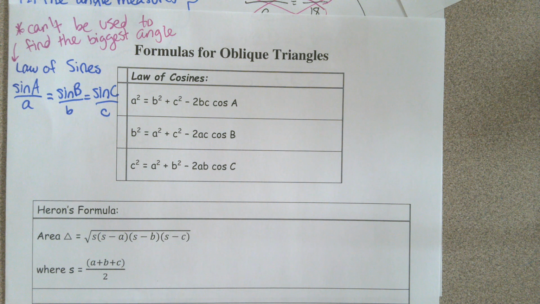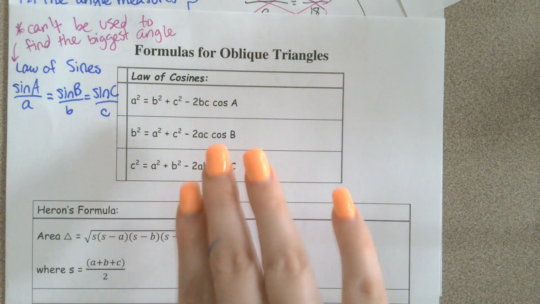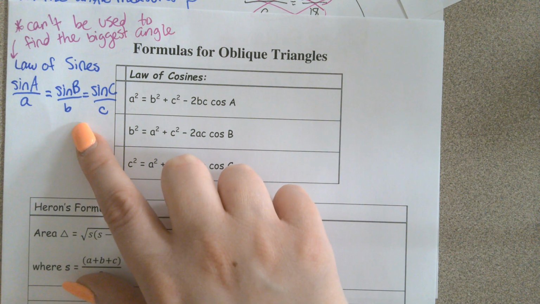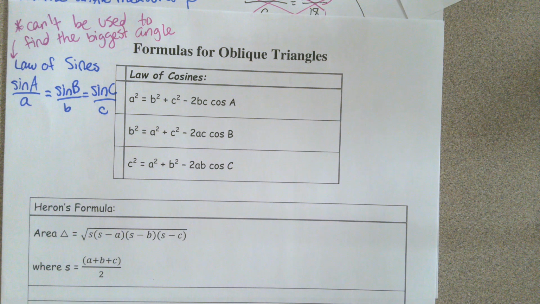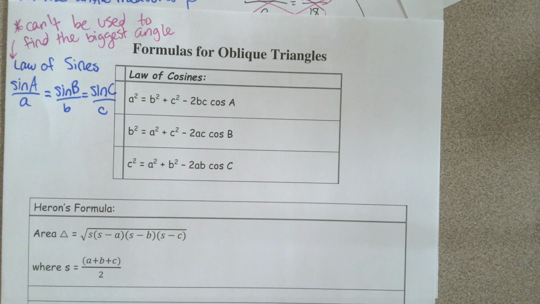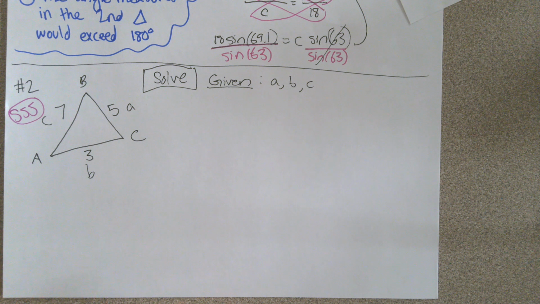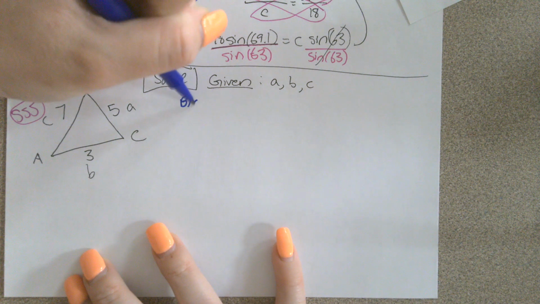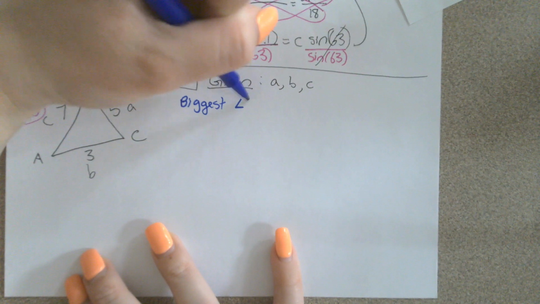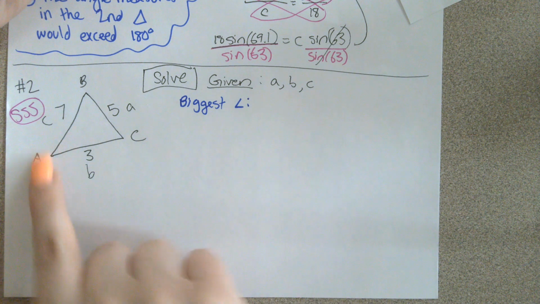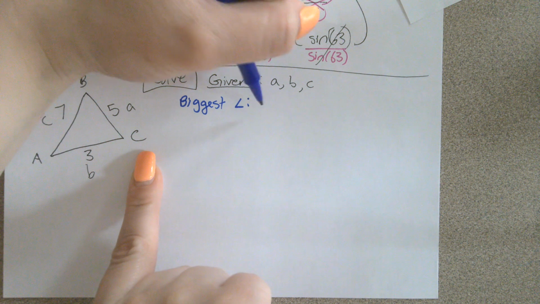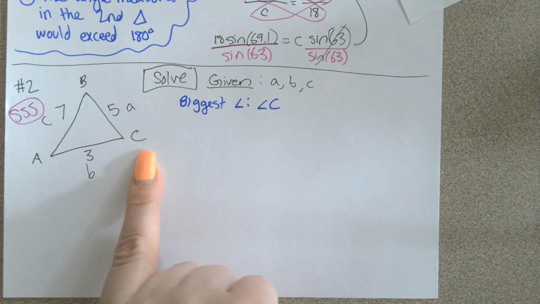So we can do ourselves a favor, find the biggest angle right out of the gate, because we have to use law of cosines to start the problem anyway. Let's go ahead and find the angle that we can't find with law of sines, and then we can switch to law of sines for the rest of the problem. That'll make things easier on us. So let's identify the biggest angle. Find the longest side, that is 7. So the biggest angle is angle C. So let's find angle C.